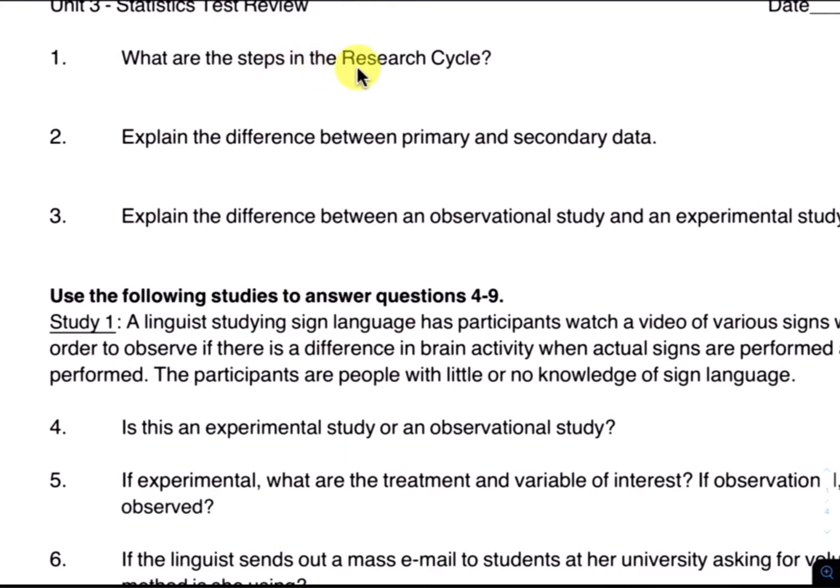It says, what are the steps in the research cycle? And there are 5 steps. 1, you want to identify a question. You want to design your study. You want to collect data. You want to analyze the data, and then report the results. So once again, question, design, collect, analyze, and report. Make sure you know all 5 of these for the test.